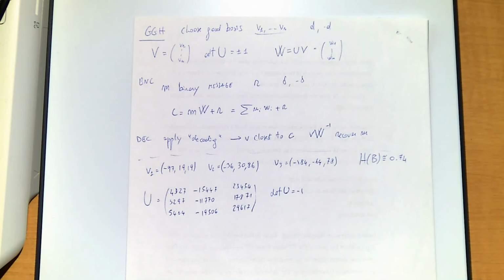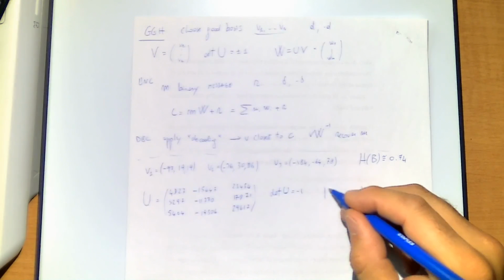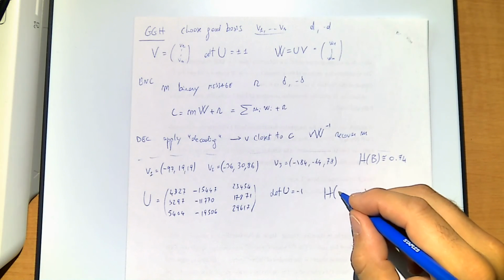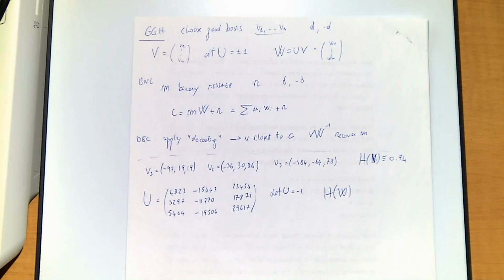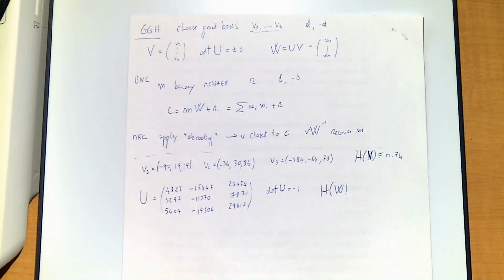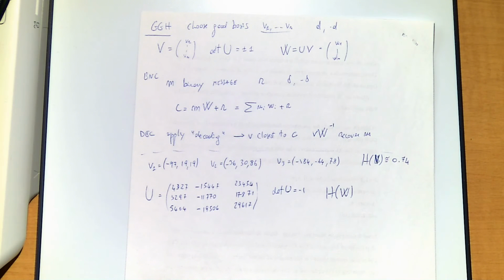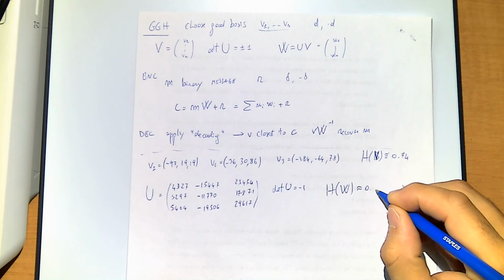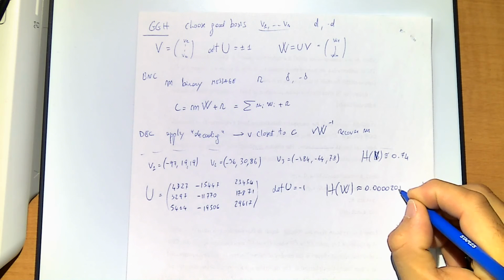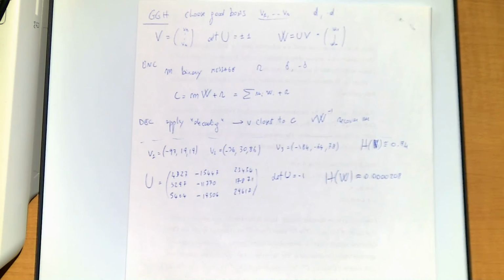And when you compute the Hadamard ratio of this new basis W, it turns out to be about 0. Okay, so it's a really bad basis, which you could have had the intuition of.